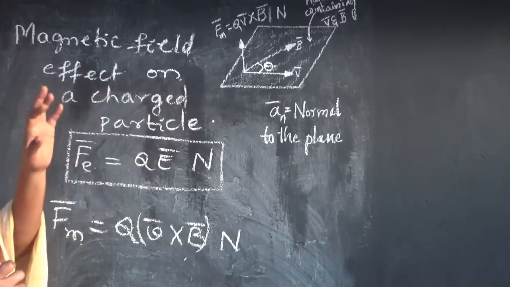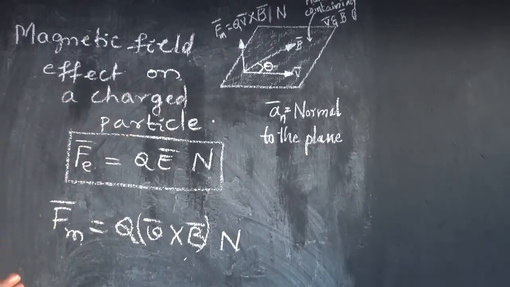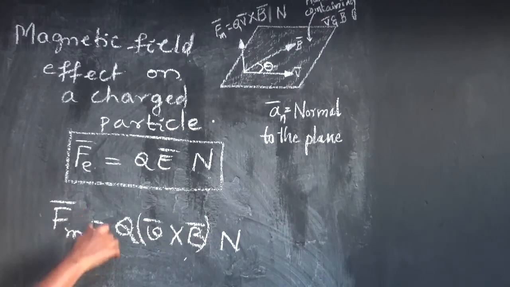It cannot do work on the electron in the magnetic field. So Fm bar is equal to Q into V bar cross B bar newtons. So these points you have to observe here.